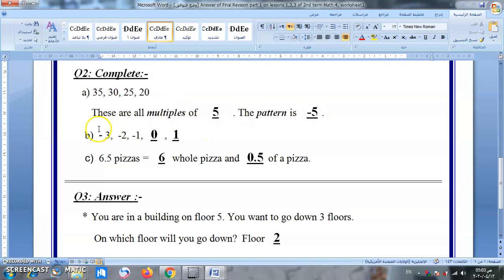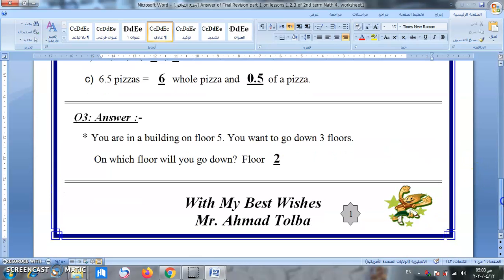Good. And here now, minus 3 or negative 3, negative 2, negative 1, 0, and 1. Because as we said, it increased by 1, or plus 1. Here the last question in C: 6.5 pizzas means 6 pizzas and a half. So it equals 6 whole pizzas and a half of a pizza. Okay? Very good. And now question number 3.